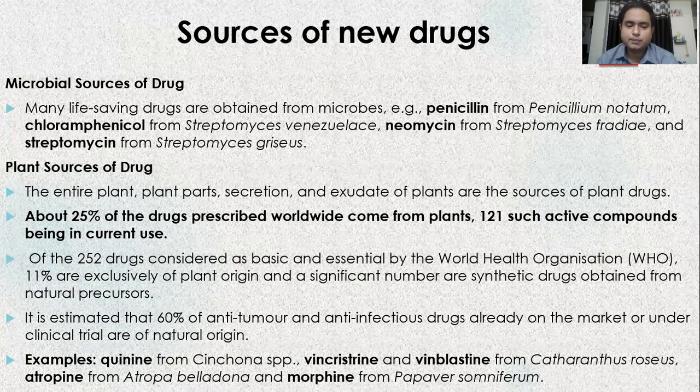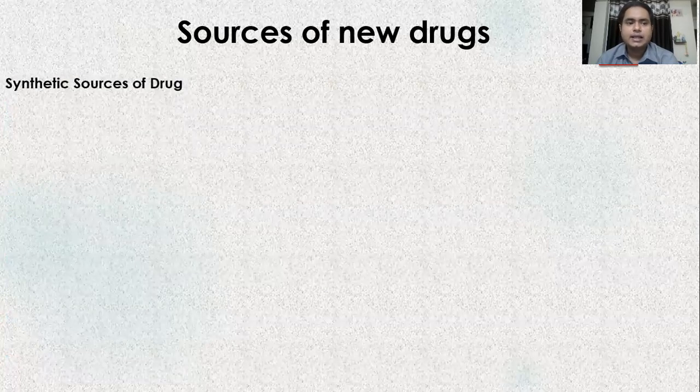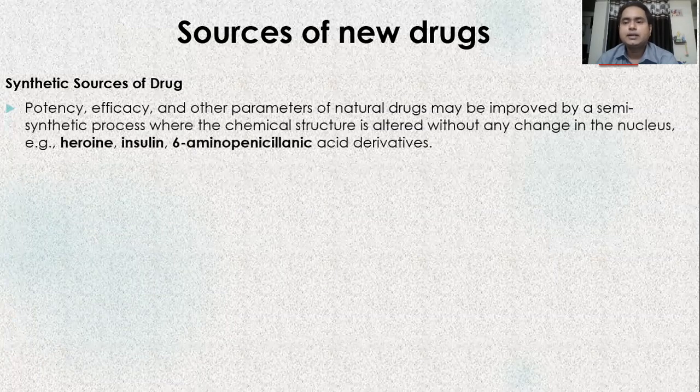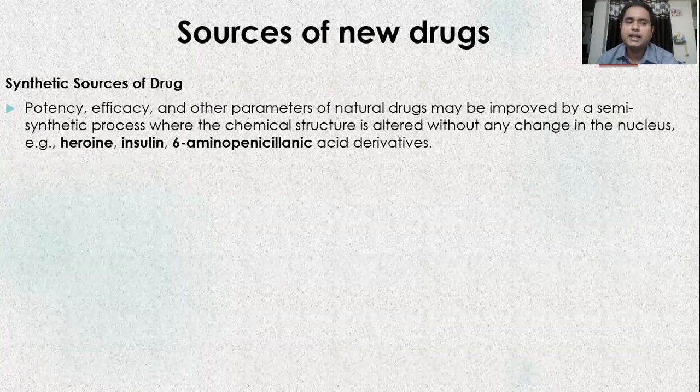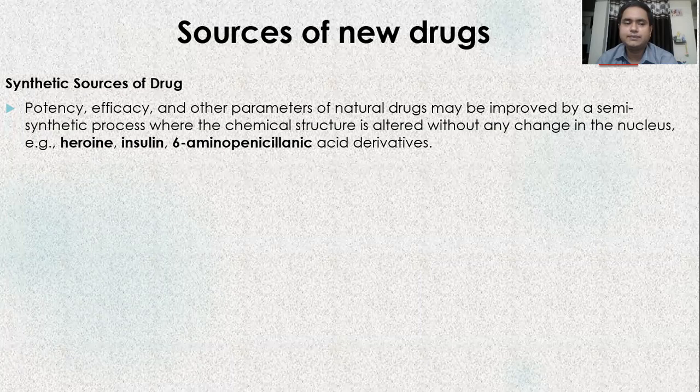Atropine from the Atropa, morphine from the Papaver somniferum. We can also obtain some drugs from synthetic sources, like using combinatorial chemistry and synthetic biochemistry. The potency, efficacy, and other parameters of the natural drug may be improved by a semi-synthetic process, where the chemical structure is altered without any change in the nucleus. For example, heroin, insulin, 6-aminopenicillanic acid derivatives.